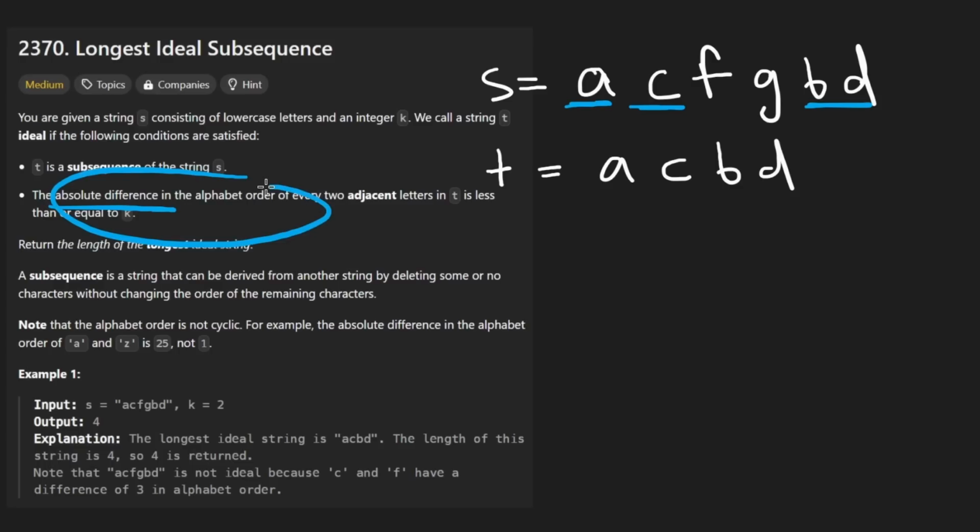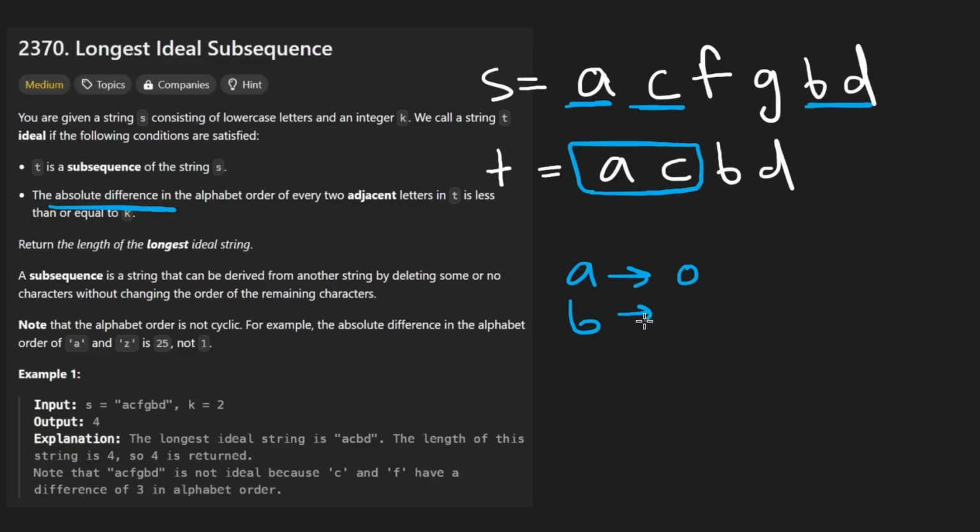Now, the condition states that for every two adjacent characters in this string, the absolute difference between these two characters has to be less than or equal to k. So in this case, k is 2. Now, what's the difference between two characters? Well, you can think of a mapping as if a is equal to 0, b is equal to 1, and all the way down to z, which is equal to 25. If you do, you know that the difference between A and C is going to be 2.